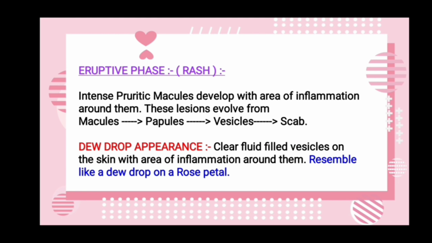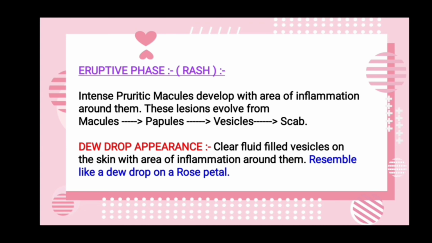After the pre-eruptive phase, eruptive phase begins. That is, rash appears in eruptive phase. Intense pruritic macules develop with area of inflammation around. These lesions evolve from macules into papules into vesicles, and later this scab forms.